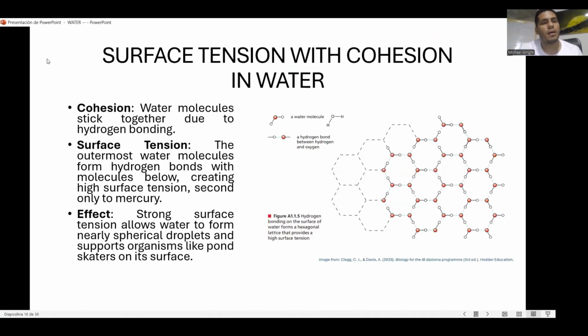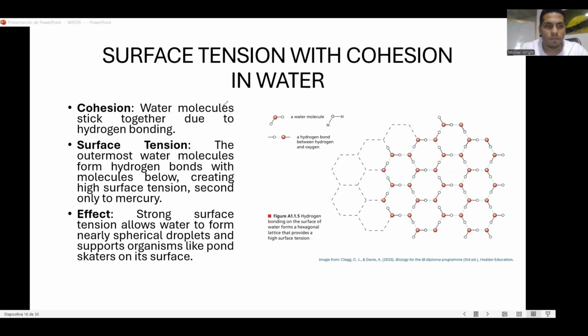Right, so talking about surface tension with cohesion in water. Cohesion, as we have mentioned, is basically the capacity that water molecules have to stick to each other, right? Due to hydrogen bonding. But for surface tension, we have to explain something here: the outermost water molecules form hydrogen bonds with molecules below, creating high surface tension, second only to mercury.